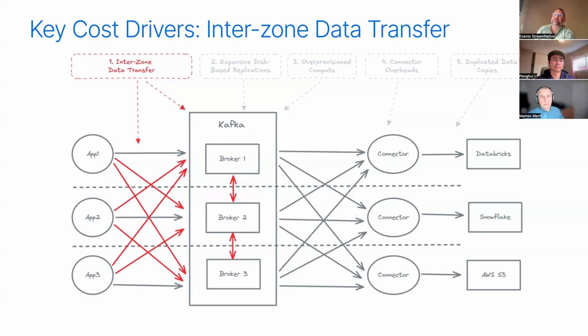I would like to go over each of these in detail with the diagram to really visualize this. Starting with interzone data transfer, we've talked about it a little bit, but now you can really see how the data moves across zones. Matteo, if I could get you to explain a little bit further on the interzone data transfer and how Ursa resolves this.